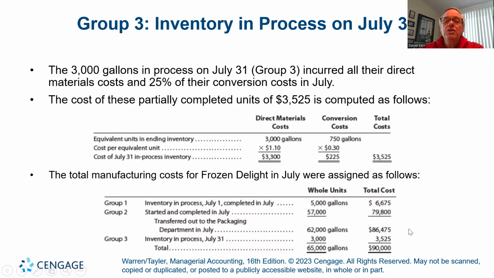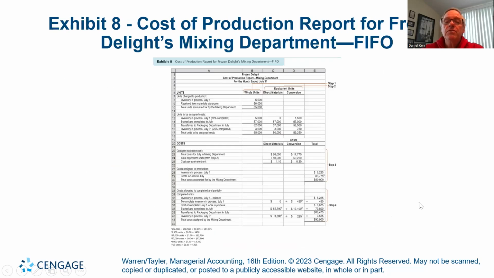So that's how we use the equivalent units. Remember, the costs have to be allocated into three places. The cost of the beginning work in process; the cost group 2 would be the started and completed costs; and group 3 would be the inventory on hand at the end of the period. So we can put those all together.